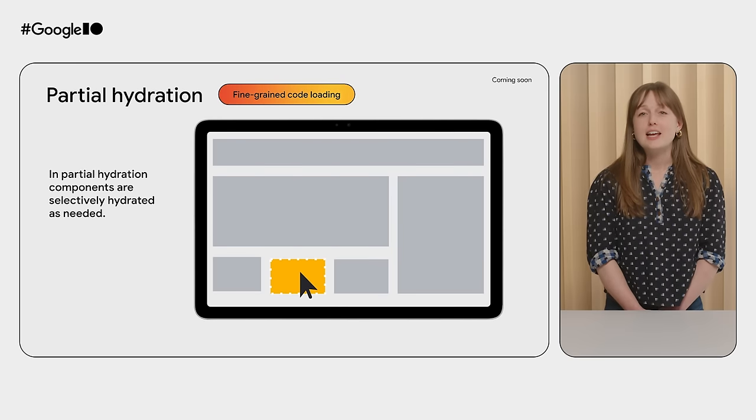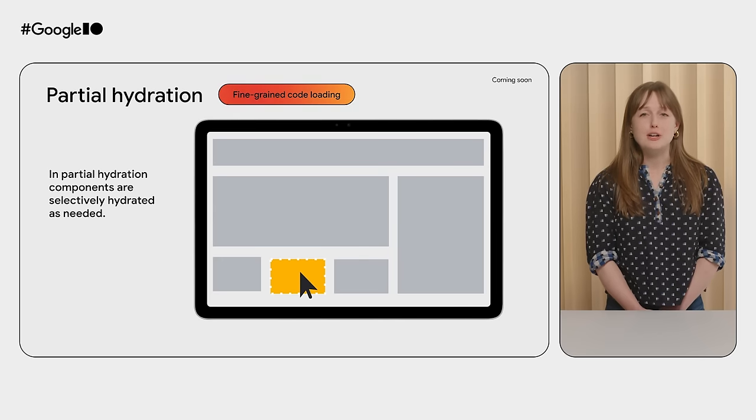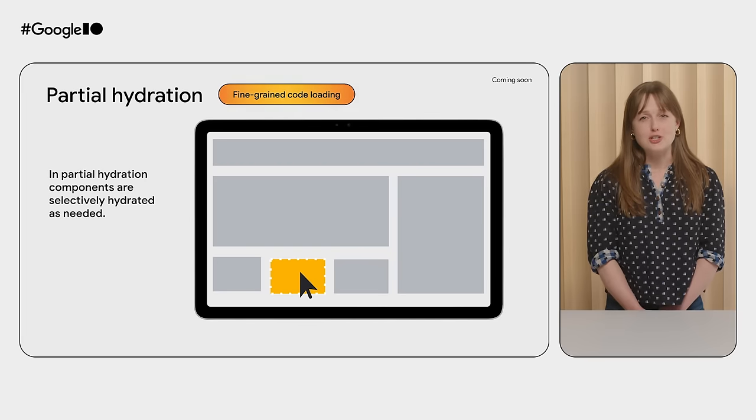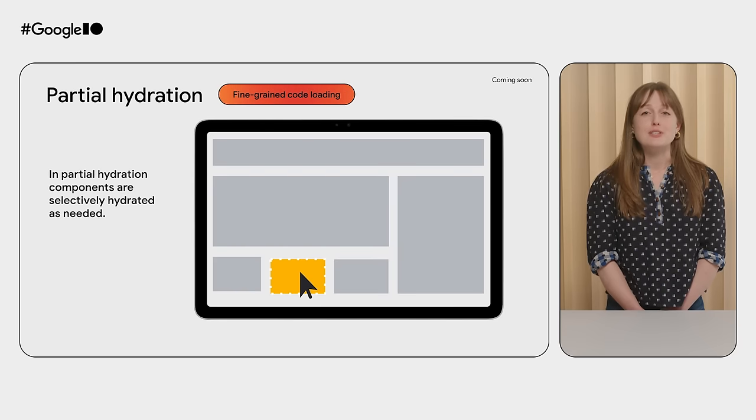In addition, Angular has also been working on an optimization over non-destructive hydration called partial hydration. With partial hydration, by default, the browser will not load any of the page's JavaScript when the page is rendered. Instead, specific parts of the application are hydrated as the user interacts with the page. This fine-grained code loading results in faster initial rendering. The developer preview of partial hydration will be available in the next couple of weeks.